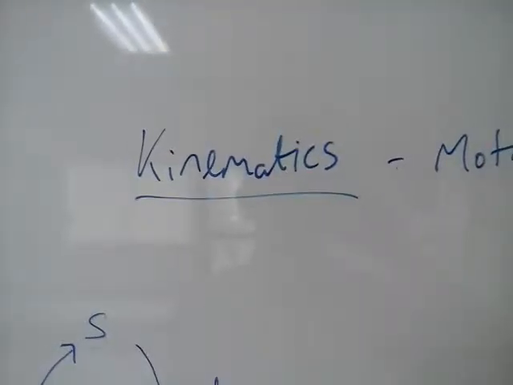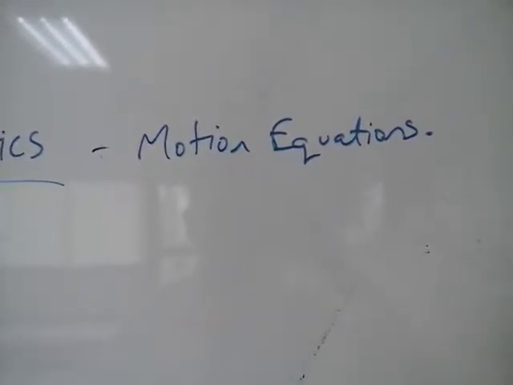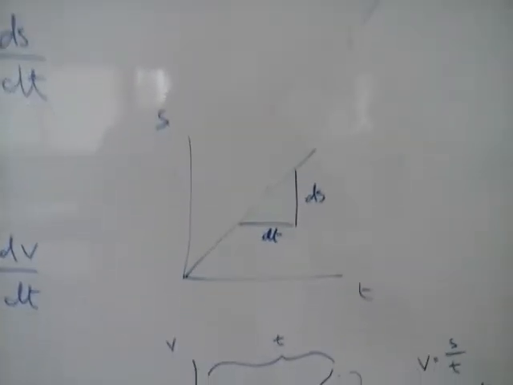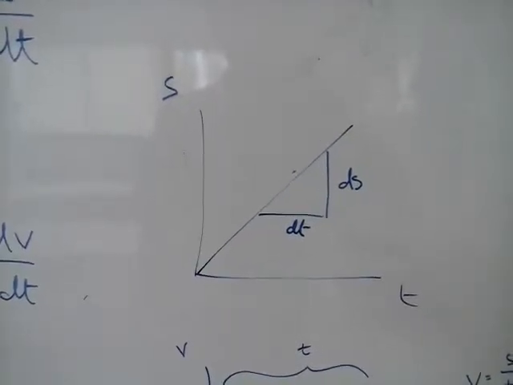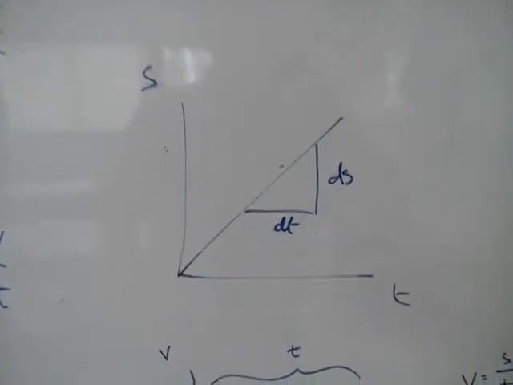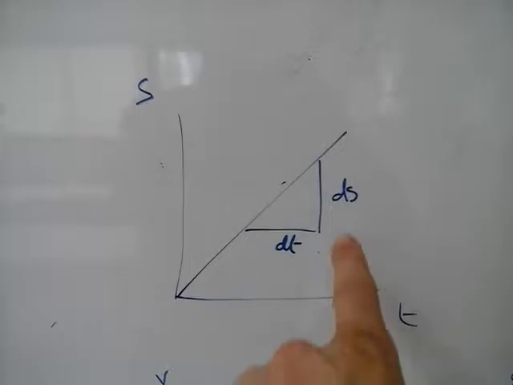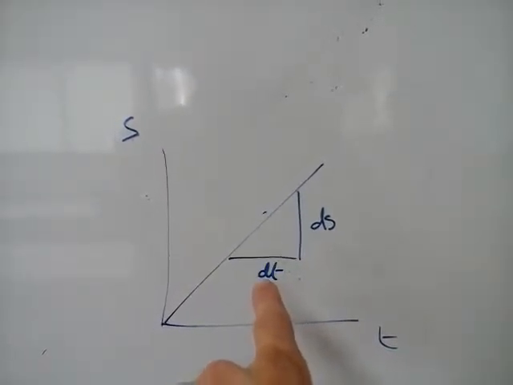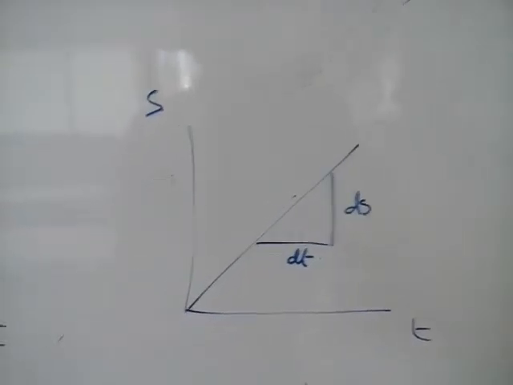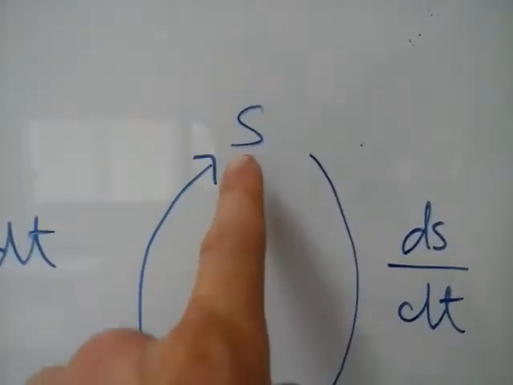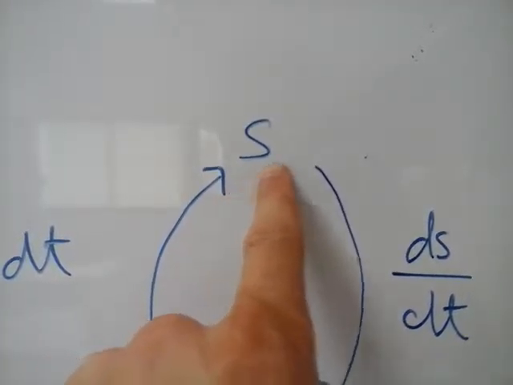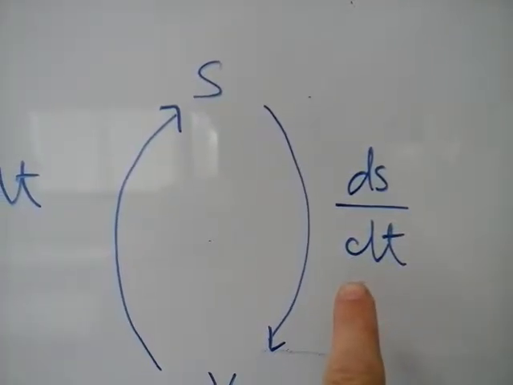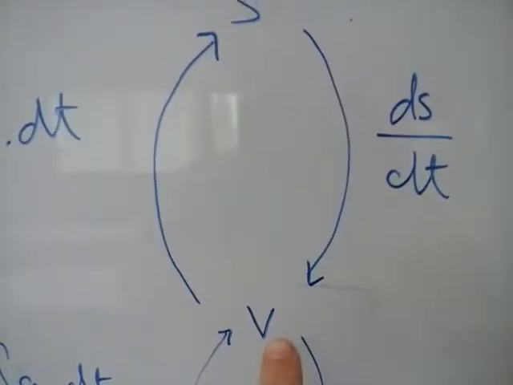Okay, here's a quick review of some kinematics and some motion equations. Alright, first let's look at the graphs. There's the graph of displacement against time. As you can see, the gradient, ds by dt, would end up giving us the velocity, so I can write that like that. Displacement against time, differentiate it with respect to time, and we end up with velocity.